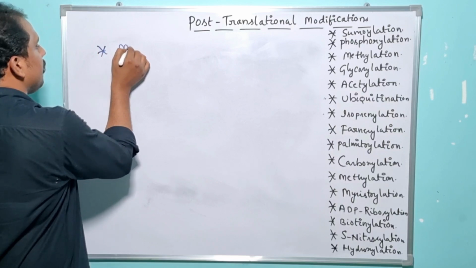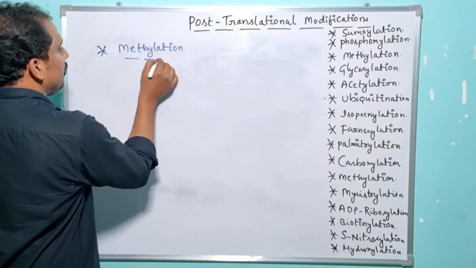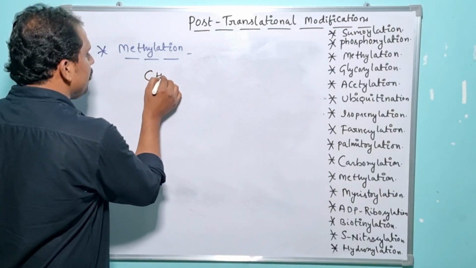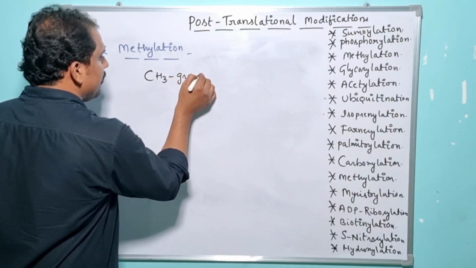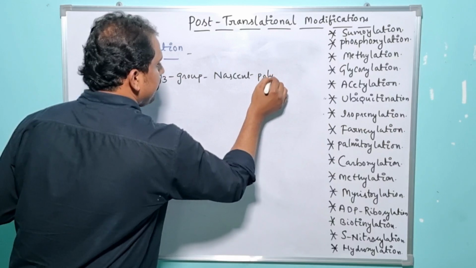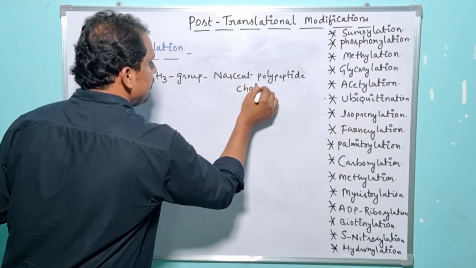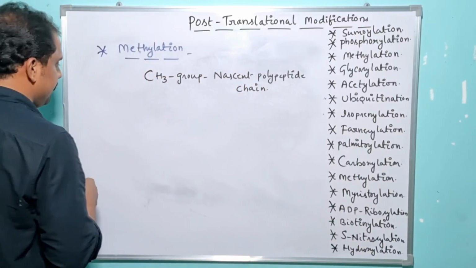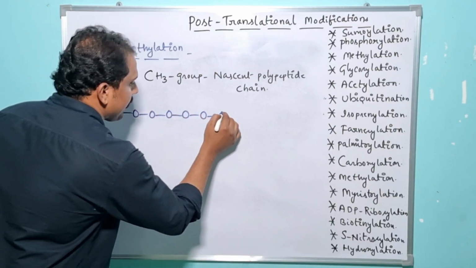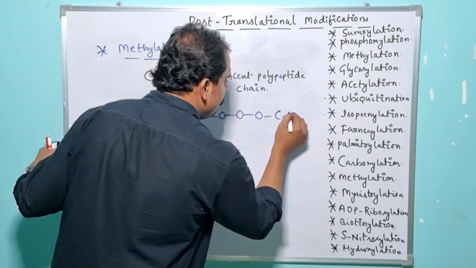Methylation. So what exactly happens during methylation? During methylation, recruitment of a methyl group takes place. The methyl group gets successfully recruited to the nascent polypeptide chain, right? So here, let us assume a newly synthesized polypeptide chain, which is synthesized during the translation mechanism. Here there is an N-terminus, and here there is a C-terminus.